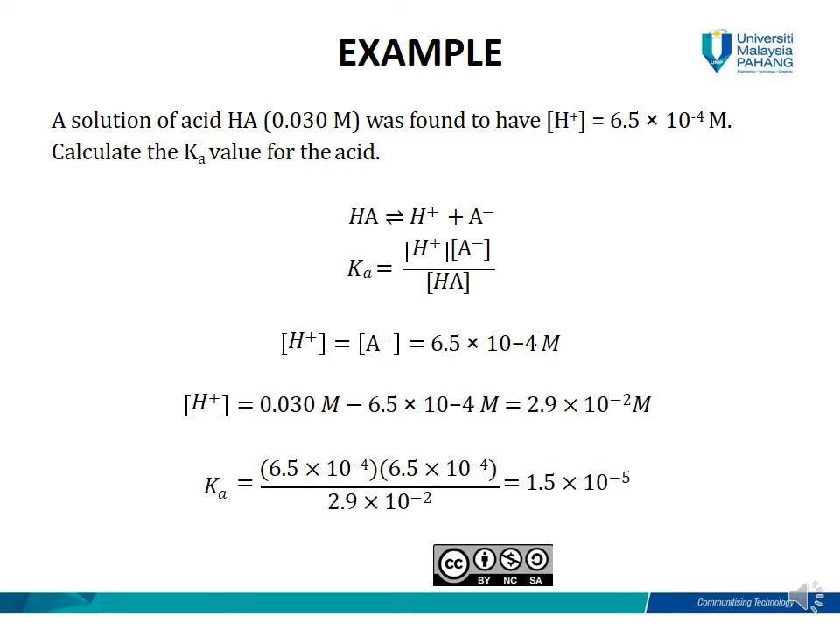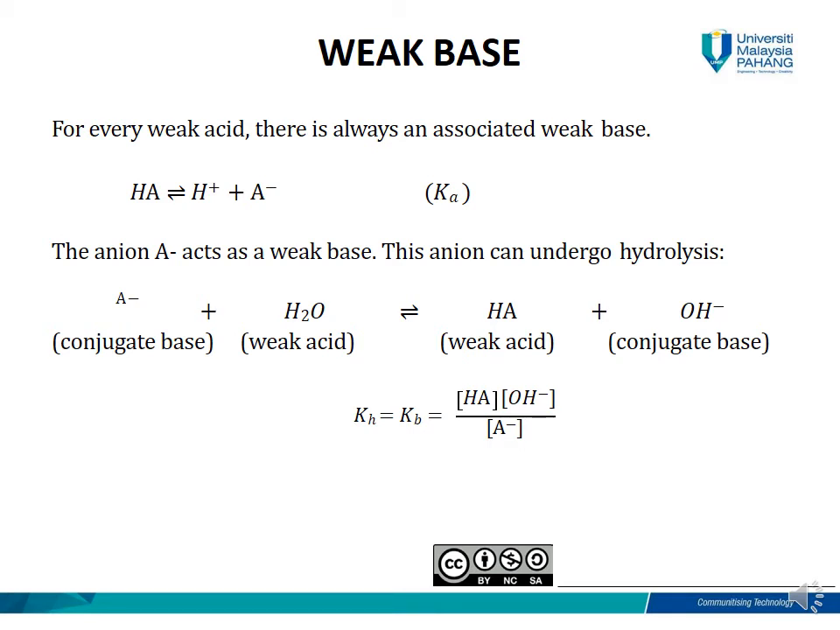So here you can see that the concentration of HA equals 0.03 minus 6.5 times 10 to the power of minus 4. After that we get 2.9 times 10 to the power of minus 2 molar. Here you can simply write the values into the equilibrium constant expression that you wrote just now. Finally, you will get the Ka value equals 1.5 times 10 to the power of minus 5. And by the way, an equilibrium constant, acid dissociation constant or base dissociation constant, has no unit. So just ignore the unit for the equilibrium constant.